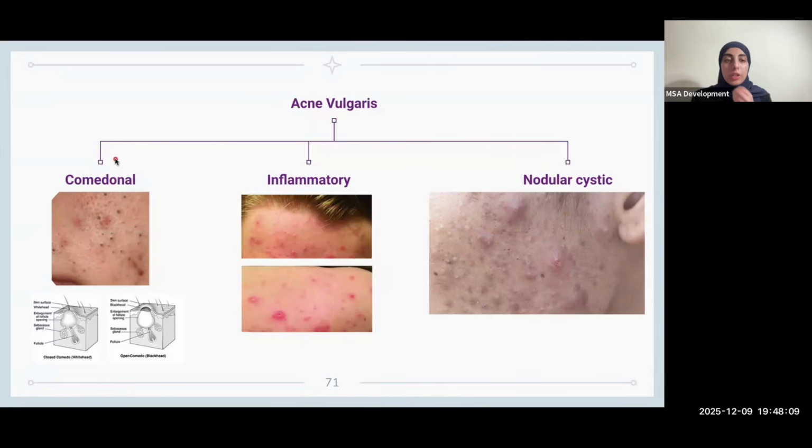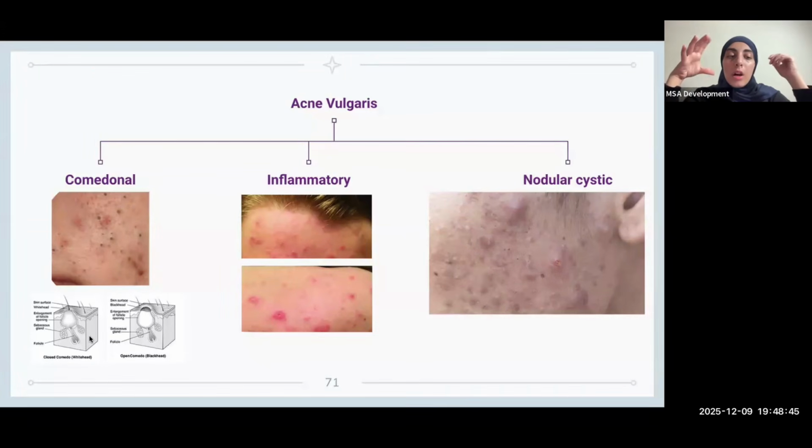Okay, so the whole thing starts at the comedone, and as we said in the last slide, the whole story starts by clogging the pore, okay, due to hyperkeratinization and sebum. And when you clog the pore, you're gonna form the comedone. The comedone is basically this raised bump, okay, that has pus inside and all of the clogged sebum inside. Now, we can have open comedones and closed comedones, and the difference is that the closed comedone looks white versus the open comedone, which looks black.